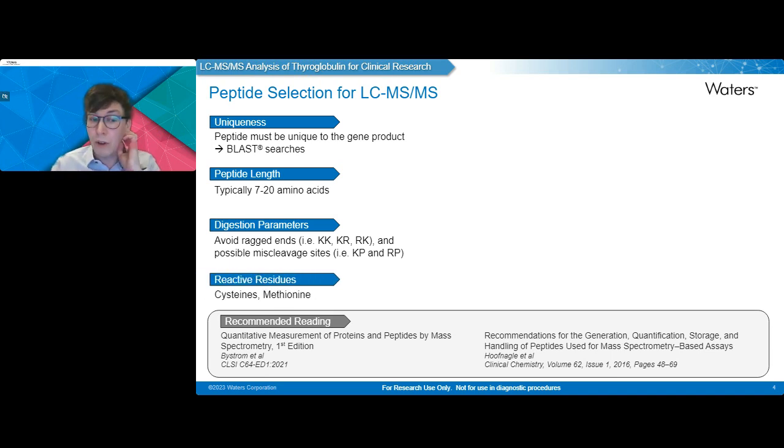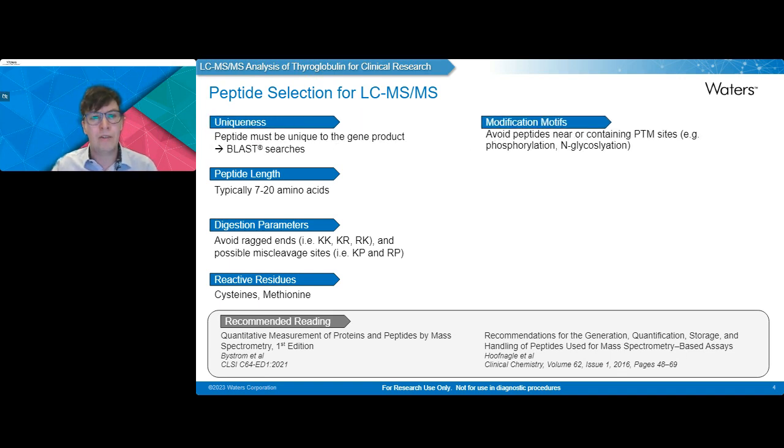Reactive residues should be avoided. So you have amino acids such as cysteine that are prone to disulfide bridge formation, or even methionines, which are prone to oxidation that could subsequently impact your MRM detection of the particular peptide. And unless they are of direct interest, modification motifs prone to phosphorylation and glycosylation should be avoided. These could potentially impact any targeted enrichment methods you're intending to use on the subsequent MRM detection.